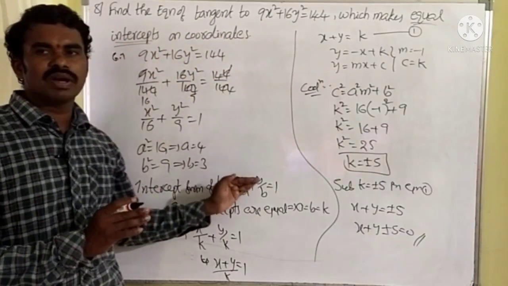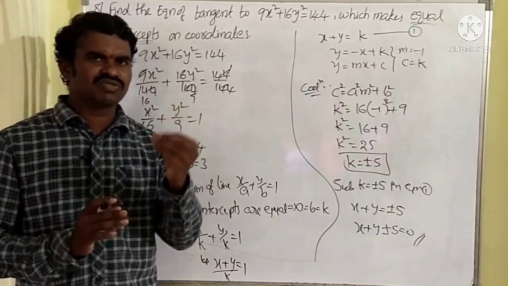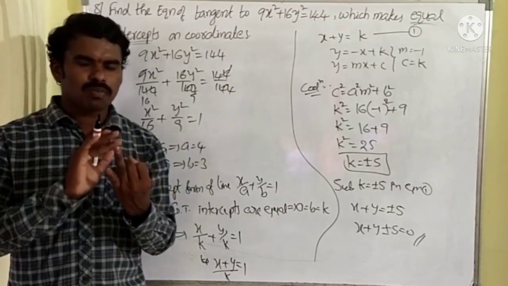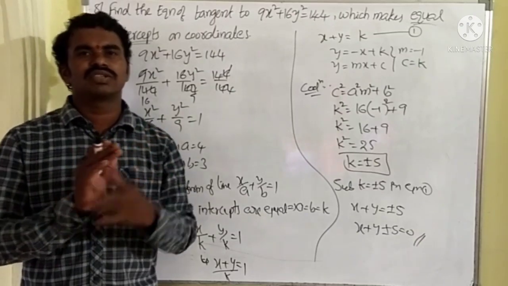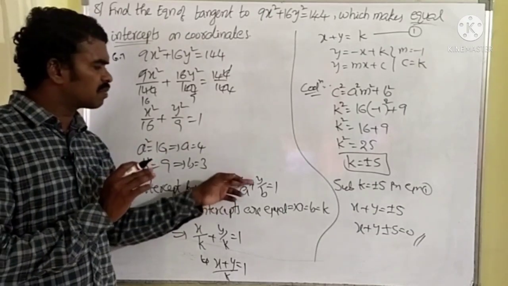x by a plus y by b equal to 1. Generally, we have some types of straight lines, which we studied in Maths 1B last year. What is slope intercept form, what is point slope form, what is intercept form, what is normal form. So like that, 4 or 5 types are there. That's why intercept form is x by a plus y by b equal to 1.